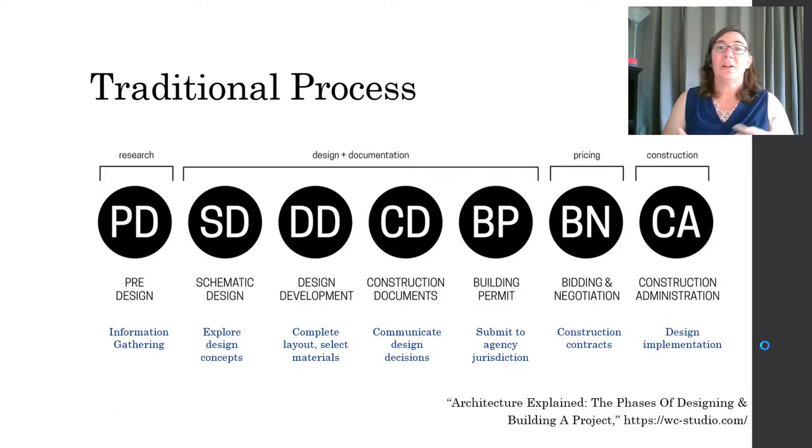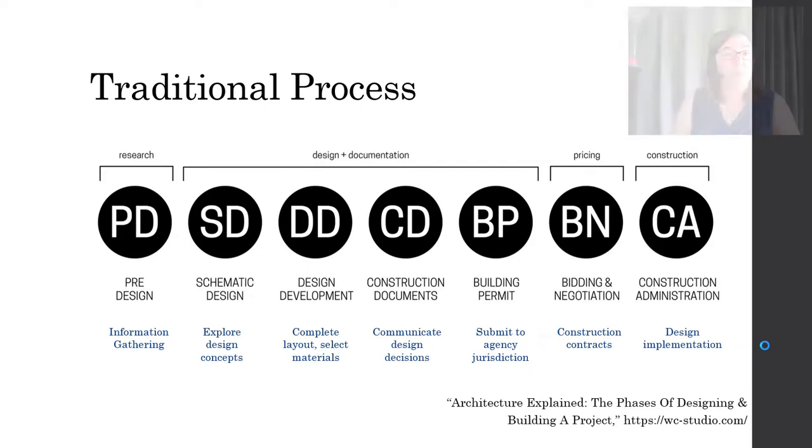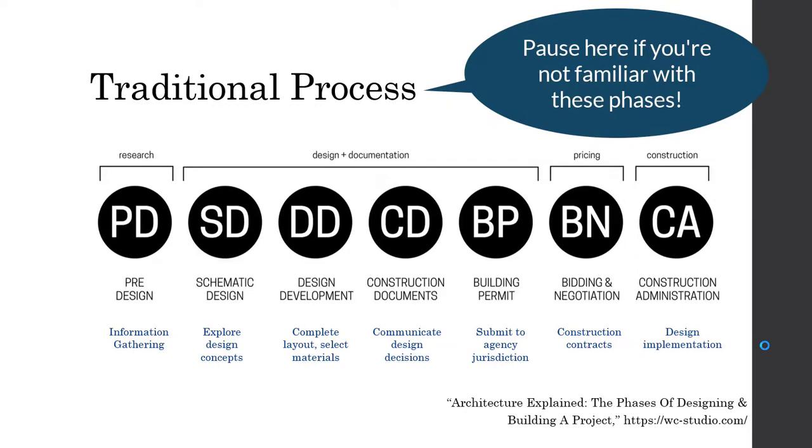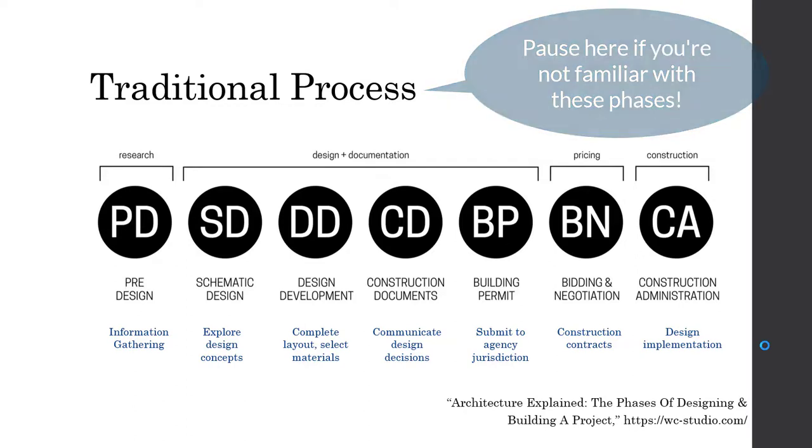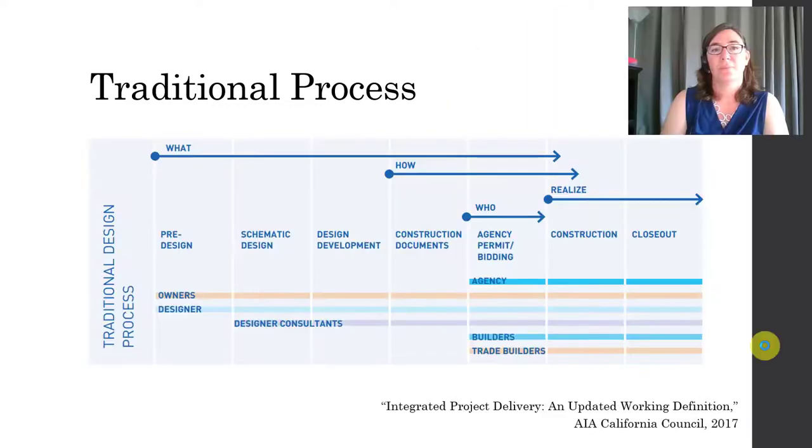The traditional design and construction process, from an architect's point of view, is divided into a series of phases, right? And these are defined by the AIA, the American Institute of Architects. But here's a graphic to help walk you through it. So here's a chart showing this traditional design process, kind of an overall idea of what we're doing when and who is involved. Let's take a look at this.